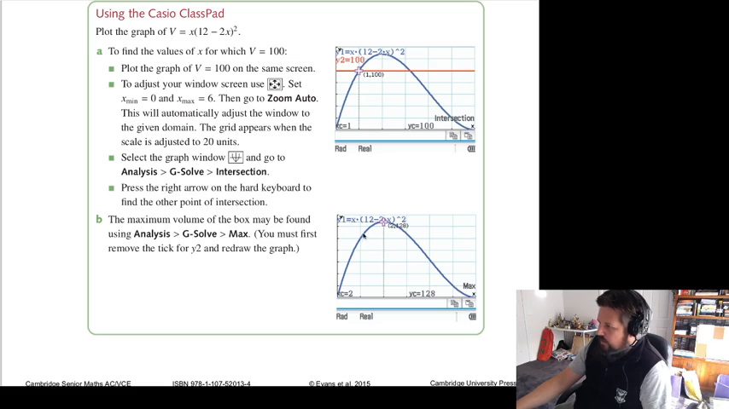Then go Analysis, G-Solve, Max, and it'll spit out exactly whereabouts that maximum is. And it'll show you, okay, the maximum volume occurs when x equals 2. So that's when it happens. But the actual volume at that maximum spot, in this particular case, is 128. So sometimes you can't read it from there. These values 2 and 128, down the bottom here, the x coordinate is 2 and the y coordinate is 128. So sometimes you can read them down here a little bit better.